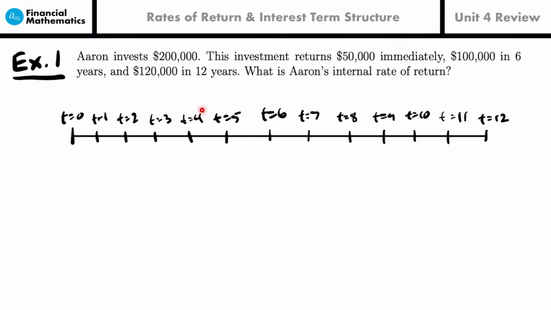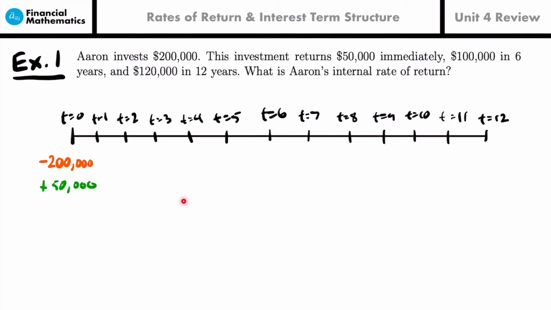Now, we're told that Aaron invests $200,000, so that's talking about what he's investing today, and an investment is an outflow, right? That is money that Aaron is essentially losing. He's spending it. He doesn't have that $200,000 anymore. He's investing it. So at time 0, we have a cash flow of negative $200,000. Then after that, we're told that his investment returns $50,000 immediately. So what that tells us is that at time zero, he immediately gets back $50,000. He has an inflow of $50,000. So that's a positive cash flow of $50,000.